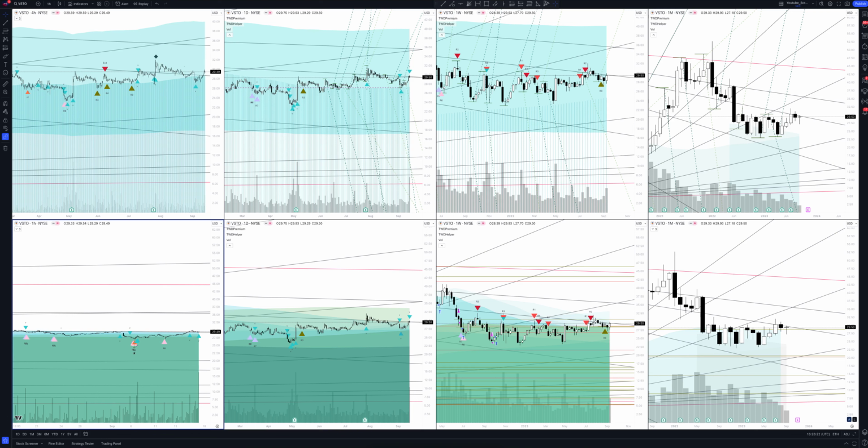Today we will take a look at Vista Outdoor stock. Let's analyze the market situation and find out how you can make money on it. Let's start.